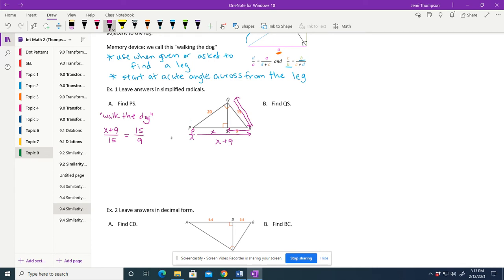I'm going to solve this proportion by cross multiplying. Whenever I have an expression in my fractions here, I definitely need to put it in parentheses. Because when I cross multiply, I have 9 times x plus 9 in parentheses, which is equal to 15 times 15. I distribute. 9 times x is 9x. 9 times 9 is 81. 15 times 15 gives me 225.